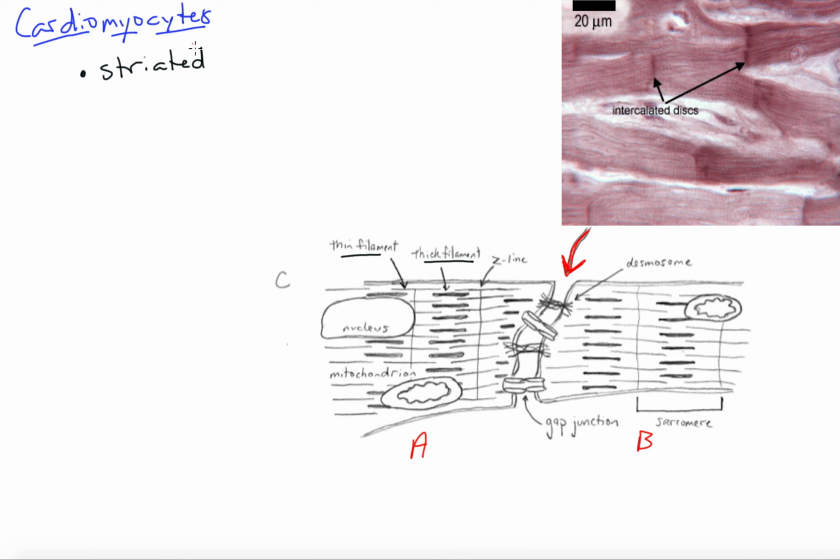Another characteristic of cardiac muscle is that these cells are single nucleated. They have a single nucleus, one nucleus. And that might seem like an odd thing to point out.